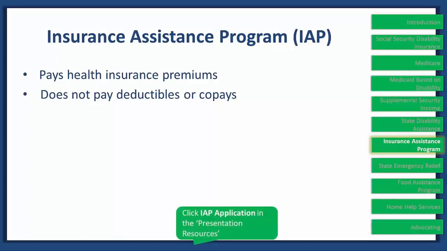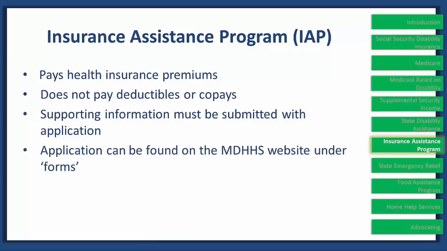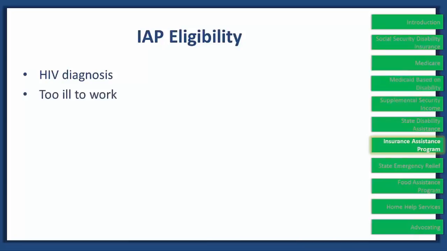The IAP application must be submitted along with additional information that is listed on the first page of the application. The application, MDHHS Form 1661, can be found on the MDHHS website under Forms. Eligibility criteria for IAP include an HIV diagnosis, currently being too ill to work in the current job, or a substantial likelihood of being too ill to work within the next 3 months.